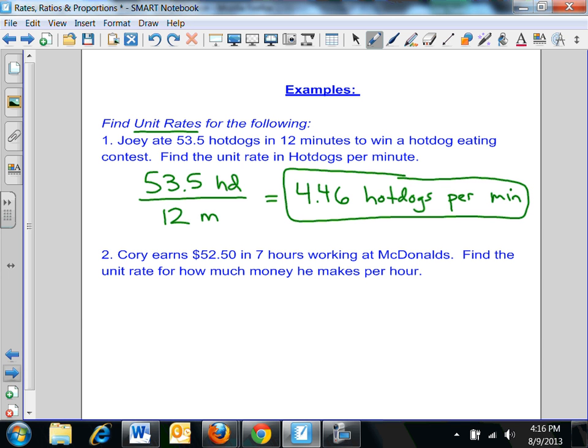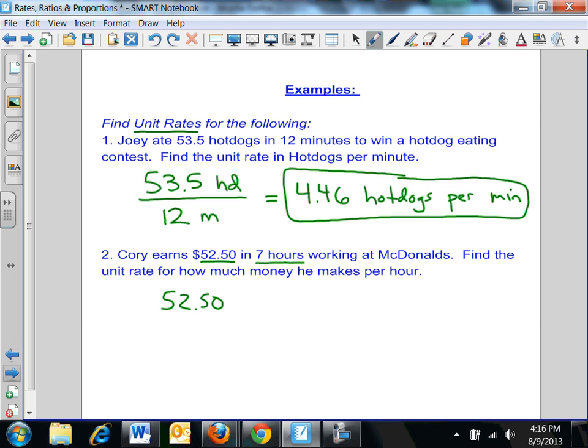Okay, example number 2. Corey earns $52.50 in 7 hours of work at McDonald's. Find the unit rate for how much money he makes per hour. It's not very helpful for us to know that he makes $52.50 in 7 hours. What is helpful is if we can figure out how much Corey makes every hour. So what we're going to do is find the unit rate.